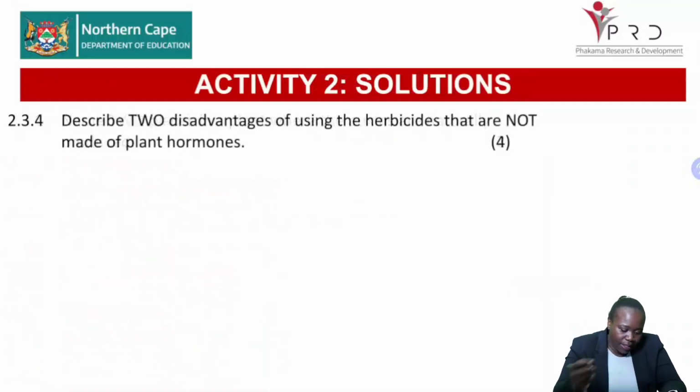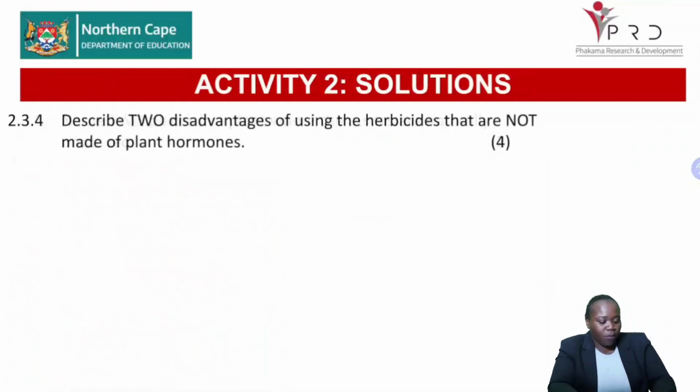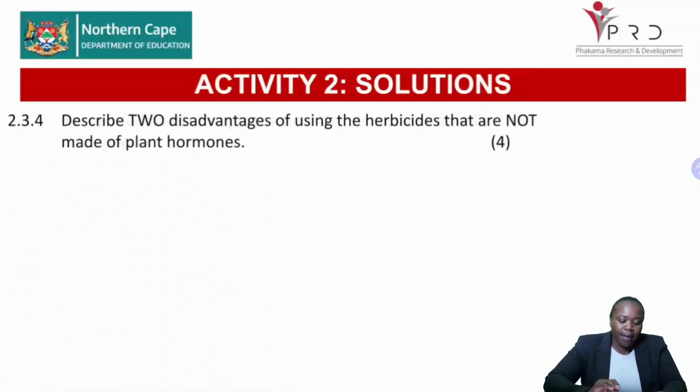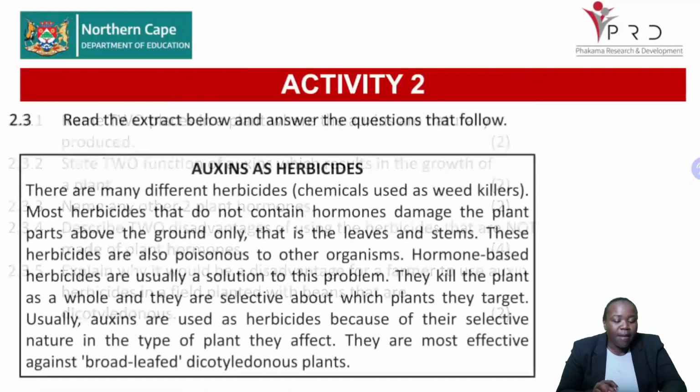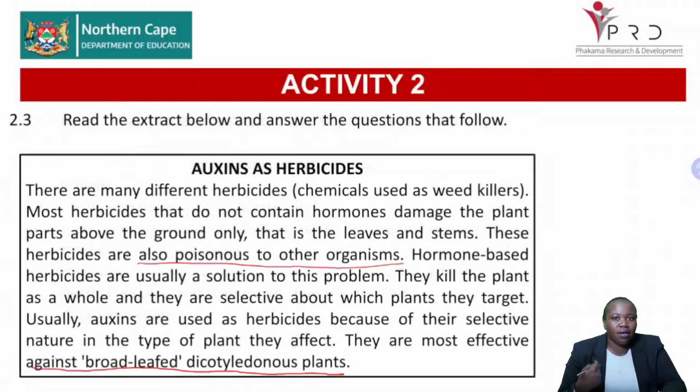Now let's have a look at 2.3.4. Describe two disadvantages of using the herbicides that are not made of plant hormones. Let's go back and read our extract. Make sure you read that extract until you understand, right?